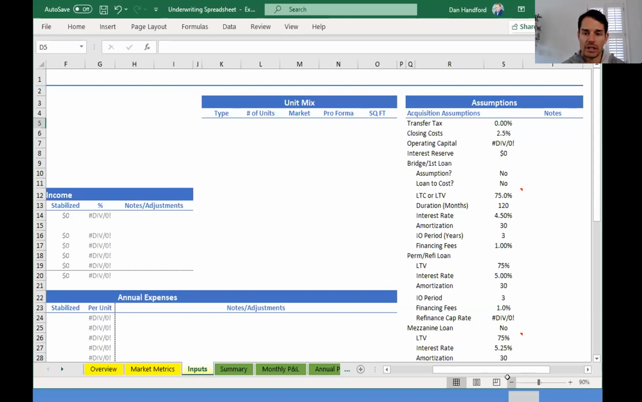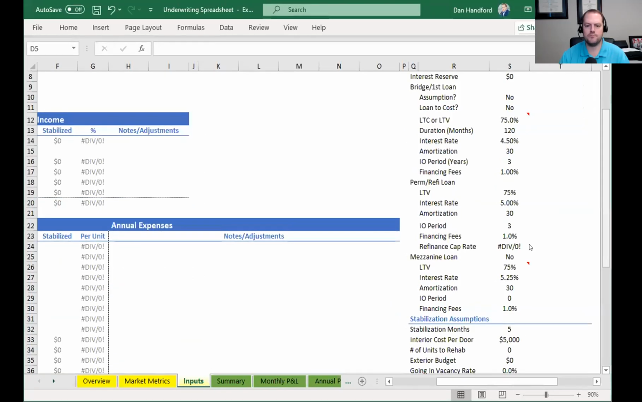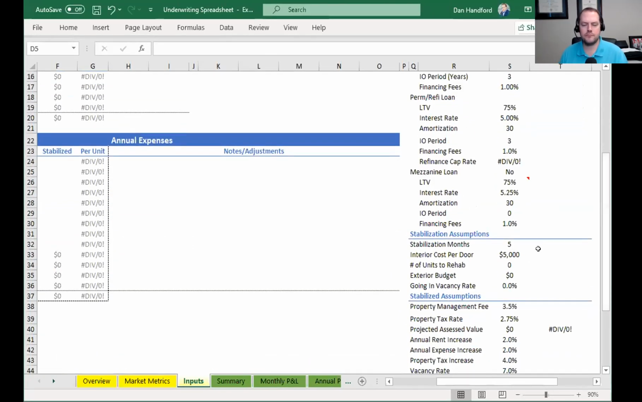We can keep scrolling down in these assumptions. I think I have control here. There you go. Perfect. Yep. So then you're looking at inputting what your stabilization assumptions are. Is this a 5-year hold? Is it a 10? Is it a 7? What's that cost per door to renovate? Number of units that you're going to rehab, your exterior budget, your going in vacancy, and then you've got other fees that you will incur. And so you need to get those inputted correctly for your underwriting to work.